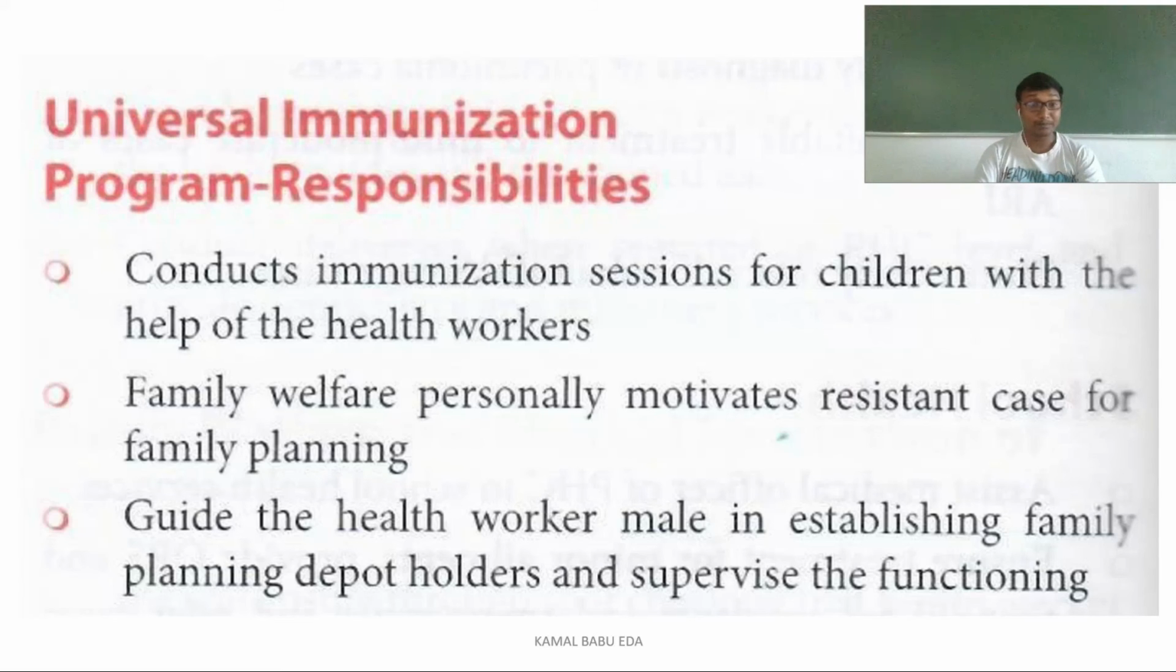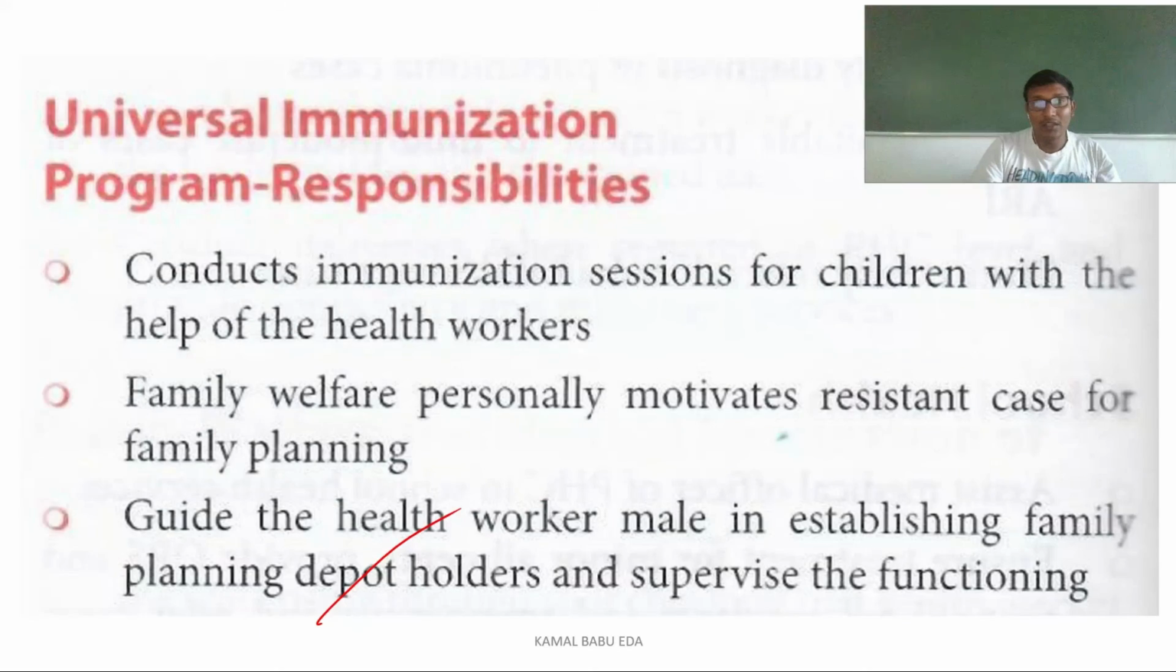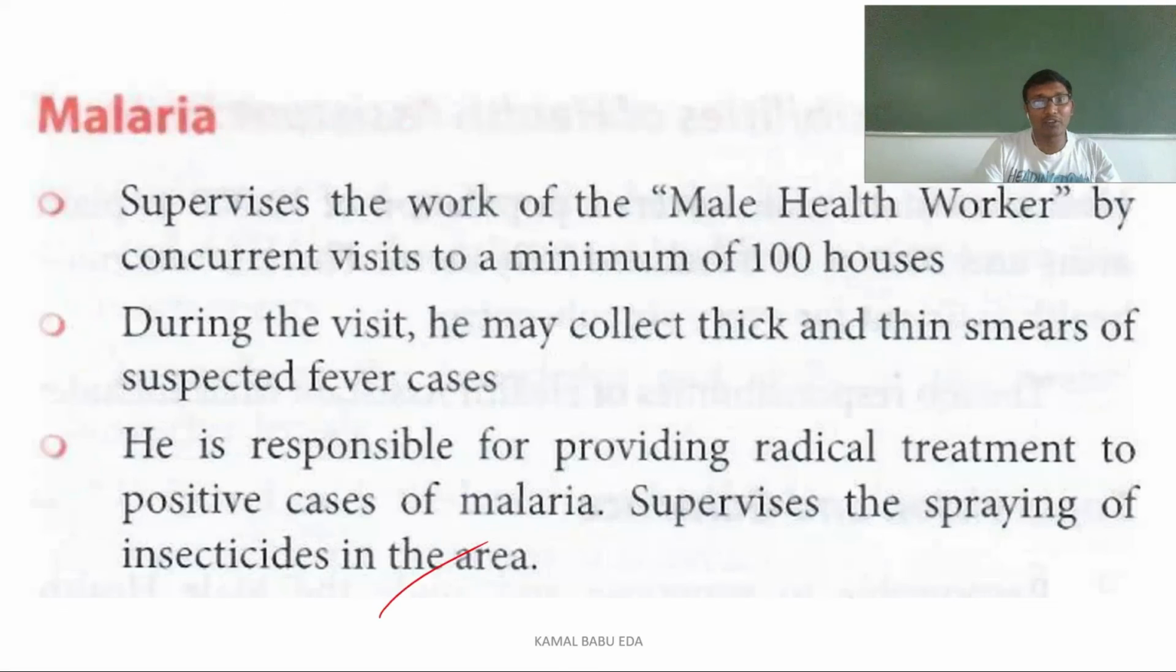And nextly, he should guide health worker male mainly in establishing the family planning report holders, and he should supervise their function. And nextly, provide information services for the medical termination of pregnancy, and he should refer the suitable cases for approved institutions. And he should mainly participate in the family planning methods. So for the males, vasectomy, either tubectomy or intrauterine devices, or family planning acceptors. So this is the job responsibilities of male health worker.